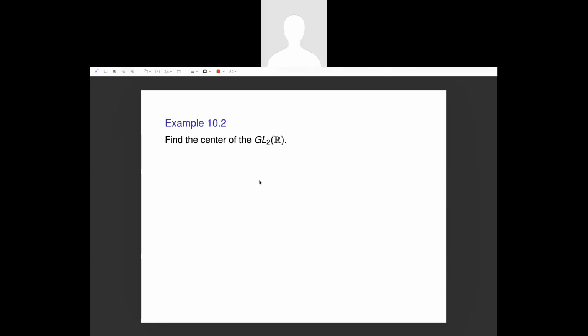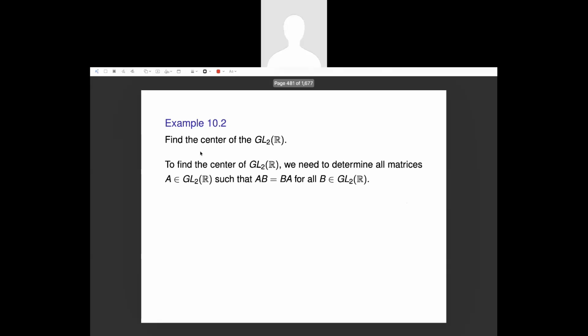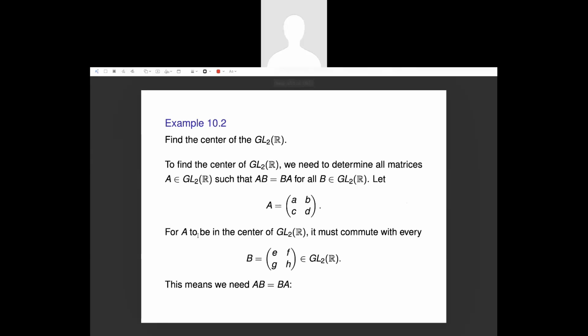Okay, let's try this. To find the center of GL2R, we need to determine all matrices A in GL2R such that AB equals BA for all B in GL2R. So A is equal to [a, b; c, d], and we have to take the determinant of A not equal to 0. For A to be in the center of GL2R, it must commute with every element B equal to [e, f; g, h]. This means that AB equals BA.